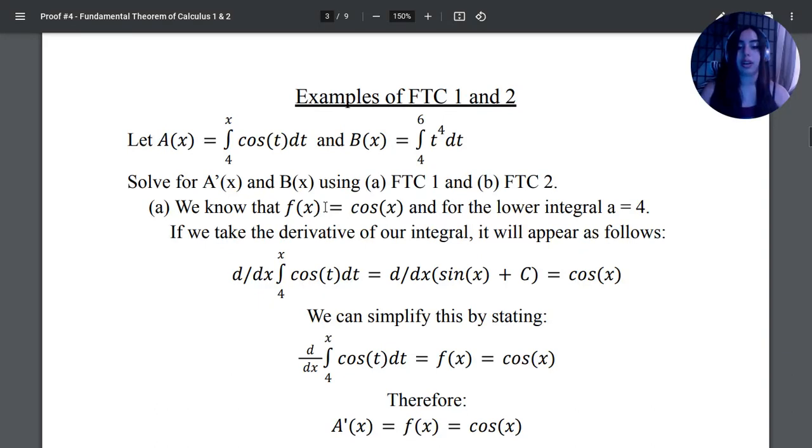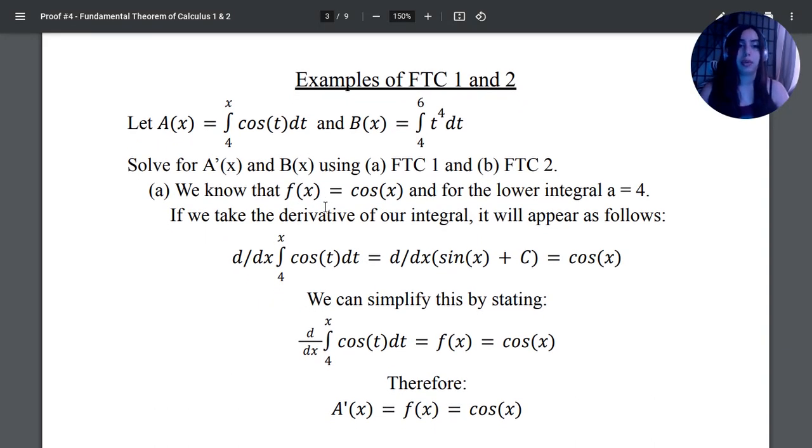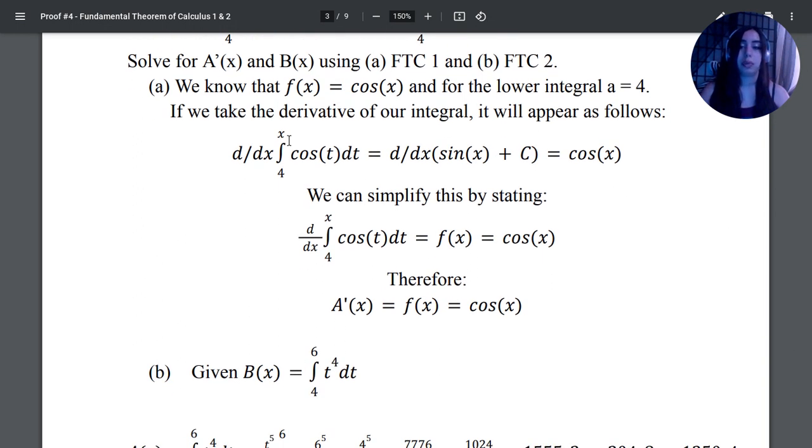Okay, so first we are going to be doing some examples showing how each of them really work. So we have two functions. Let A of x be equal to the integral from 4 to x of cosine of t dt, and then let B of x equal the integral from 4 to 6 of t to the fourth power dt. So we need to solve for A prime of x and then B using FTC1 and FTC2. So we know that our f of x is equal to cosine of x and the lower limit of the integral of A is equal to 4. If we were to take the derivative of our integral, it would appear as follows.